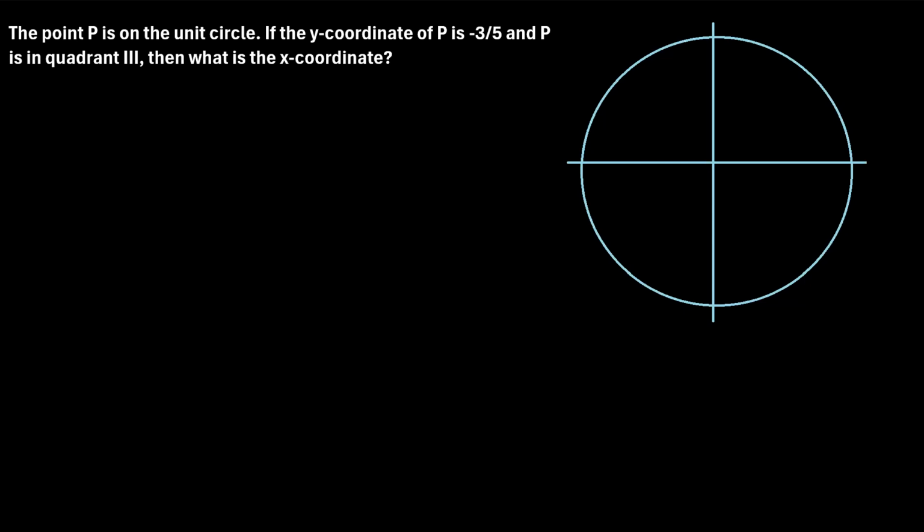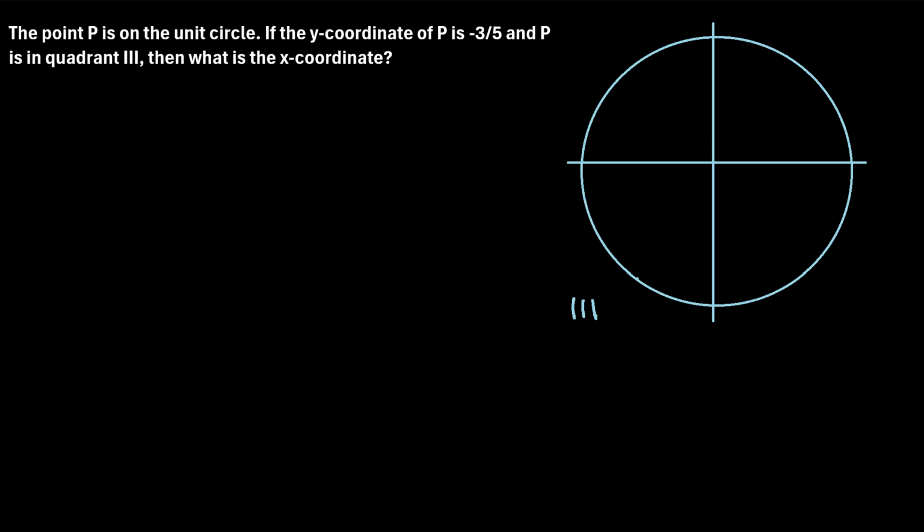This question says the point P is on the unit circle. If the y coordinate of P is -3/5 and P is in quadrant 3, then what is the x coordinate? So imagine that we have some unit circle here. We're told that some point P is in quadrant 3. Well, quadrant 3 is right here, this bottom left quadrant.